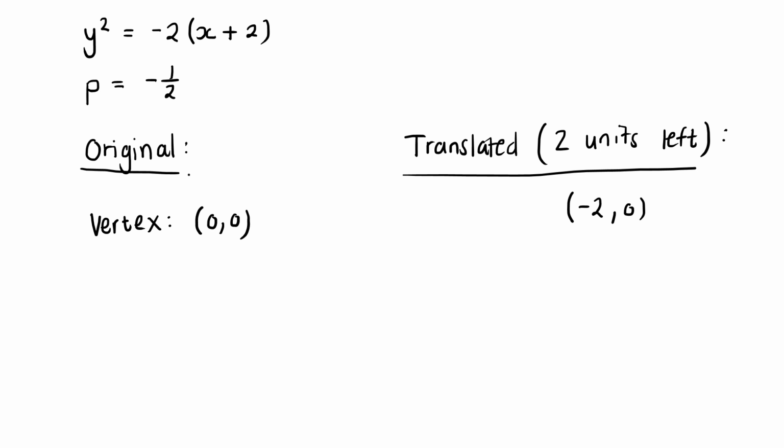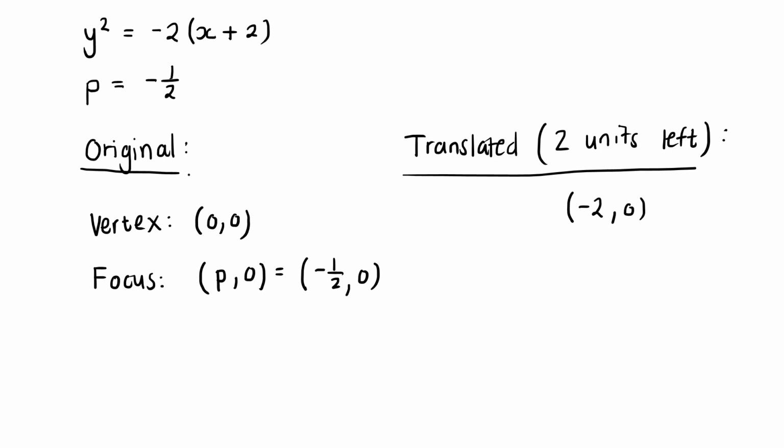Next up, we need to find the focus. Well, according to our standard form, the focus is going to be on the x-axis at coordinates p, 0. Because p is equal to negative a half, our original focus was at negative a half, 0 on the x-axis. Just to recap, why is it on the x-axis and not on the y-axis? It's because we are dealing with a horizontal parabola, or a parabola that's lying on its side.